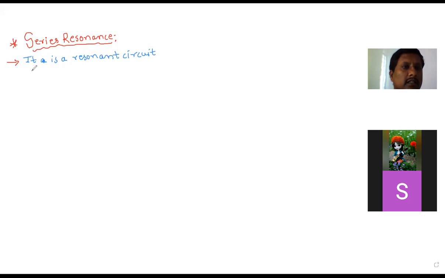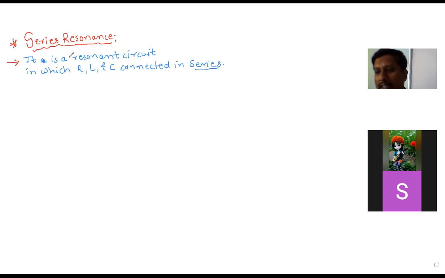It is a resonance circuit in which resistor, inductor and capacitor are connected in series. So the concept of resonance is the same: selecting one particular frequency while eliminating the remaining frequencies. That concept is the same, but for that purpose the circuit we are going to use consists of a resistor, inductor and capacitor connected in series.